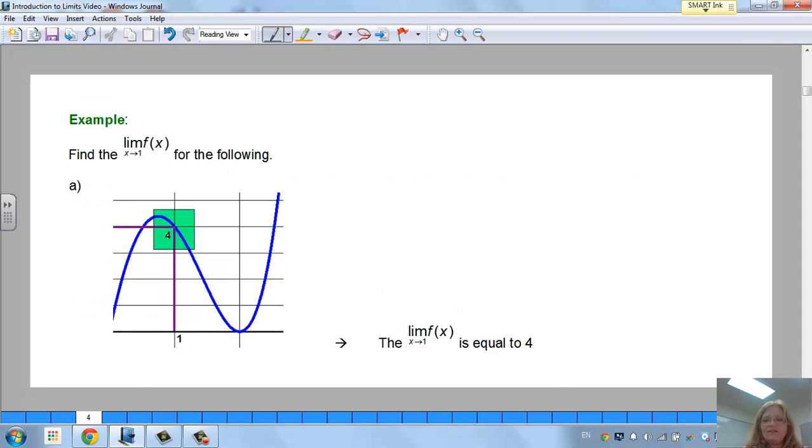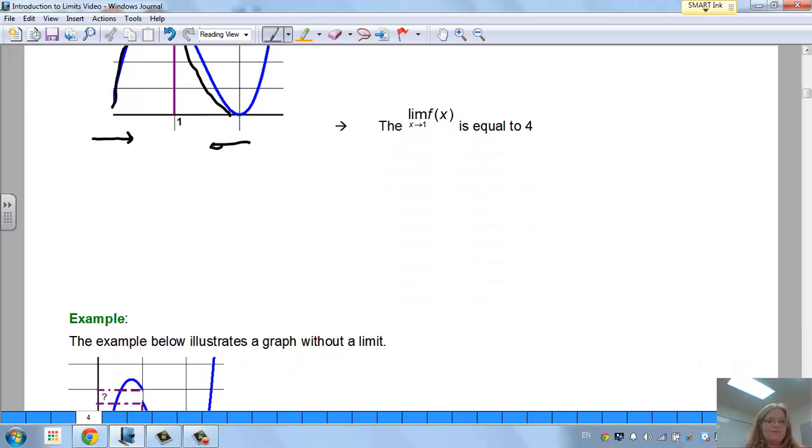So let's find this function. I haven't got it defined, and I want to approach 1. So as I approach this limit, it says x approaches 1, so I'm going to come from this direction and then this direction. So you have to follow your function. When I approach it to get to 1, it looks like I'm getting to 4. When I approach it this way, it looks like I'm getting to 4. So the limit of this function, I don't know what it's called, as x approaches 1 is equal to 4.